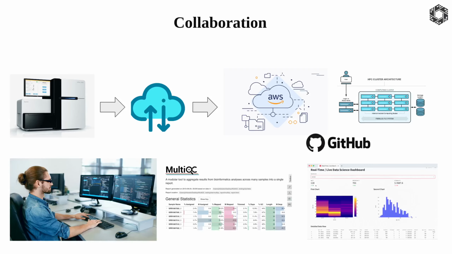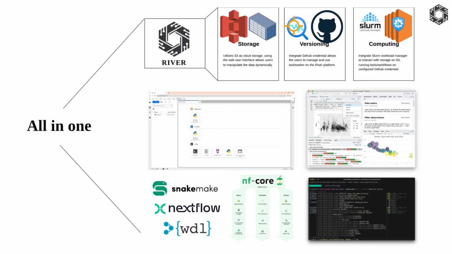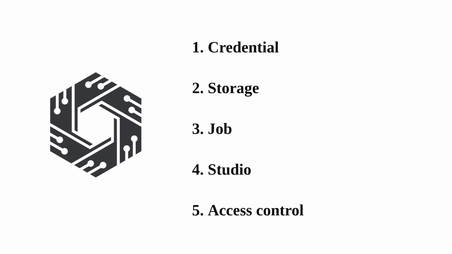Beyond the technical workflow, each member of our bioinformatics project contributes distinct expertise and plays a vital role. Regardless of their specific focus, everyone must navigate three main challenges: managing data, maintaining version control, and accessing computational resources. To address these needs, RIVER organized the user experience into five core sections: credentials, storage, jobs, studio, and access control.